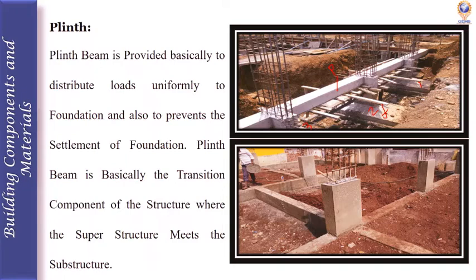So here, see this diagram. This one is a plinth beam and this is a column. The plinth beam is a substructure, whereas the column is a superstructure. From the plinth beam, the superstructure is going to come. So we can say this plinth beam is a transition component, because the superstructure and substructure meet in the plinth beam.